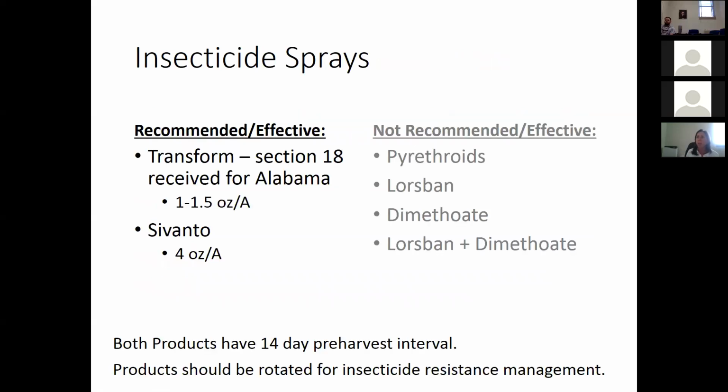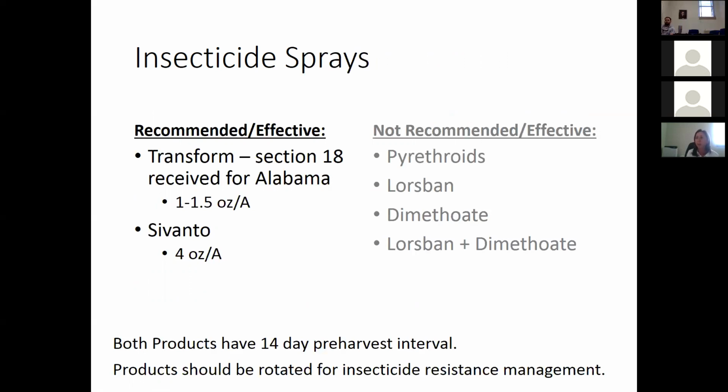If you need to make an insecticide application, the 2 products that we're currently recommending are Transform and Savanto. We did receive a Section 18 for Transform in Alabama. We've looked at a number of other chemistries as well. We've looked at pyrethroids, lorsban, dimethylate, and then tank mixes of lorsban and dimethylate.